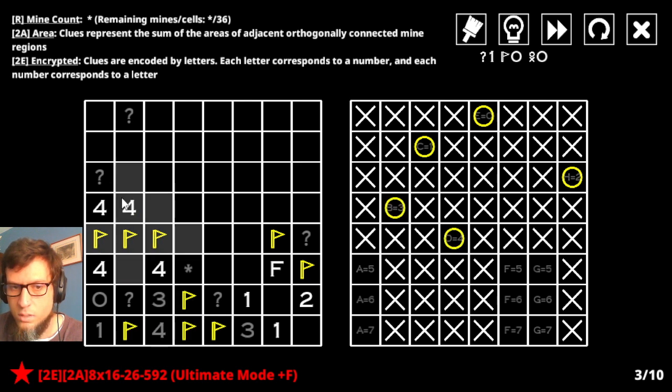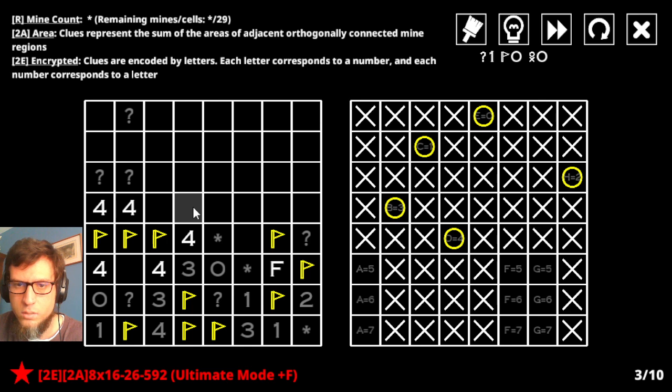And now that means this can't be a mine, because there's no way this chain can reach up to there with only having 4 mines in it. Okay, this 3 is done, this 0 is there, that gives this. Alright, this can't be a mine. These are A's. A's are a lot.